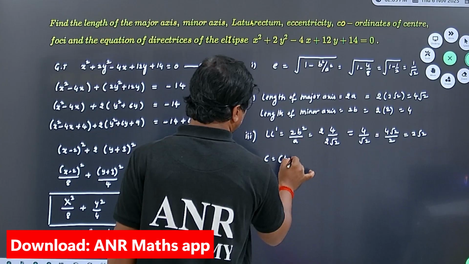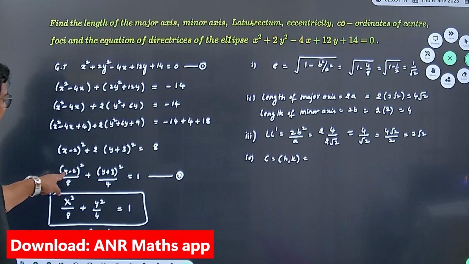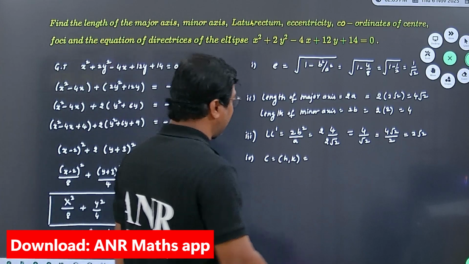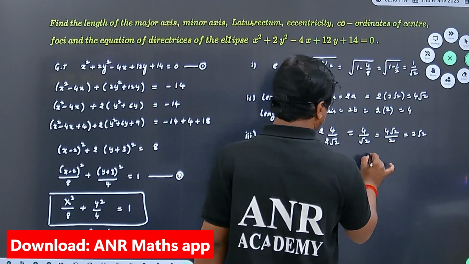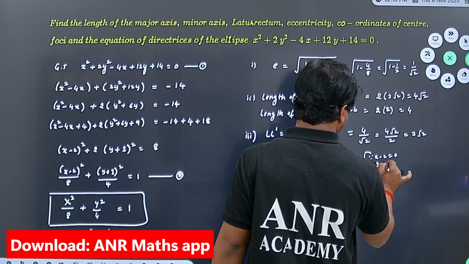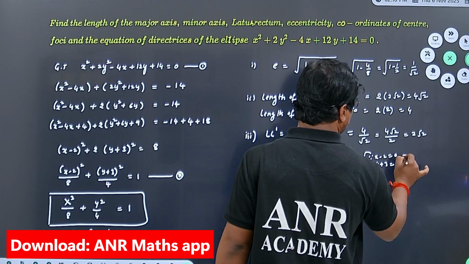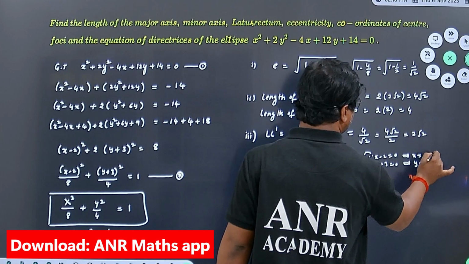Center coordinates h comma k. Here x minus 2 equal to 0, y plus 3 equal to 0 implies x equal to 2, y equal to minus 3. Reason: x minus 2 equal to 0, y plus 3 equal to 0 implies x coordinate 2, y coordinate minus 3.